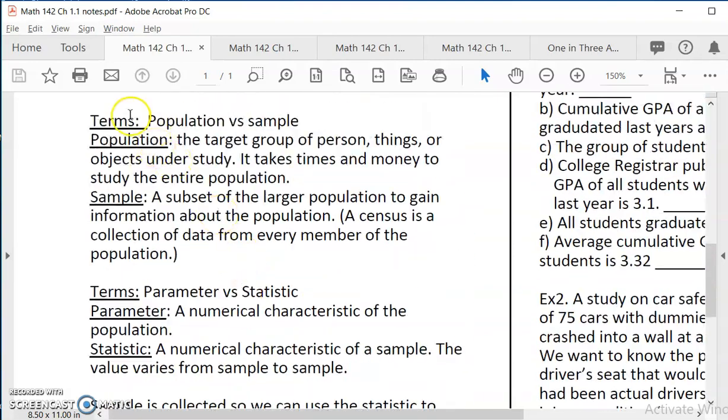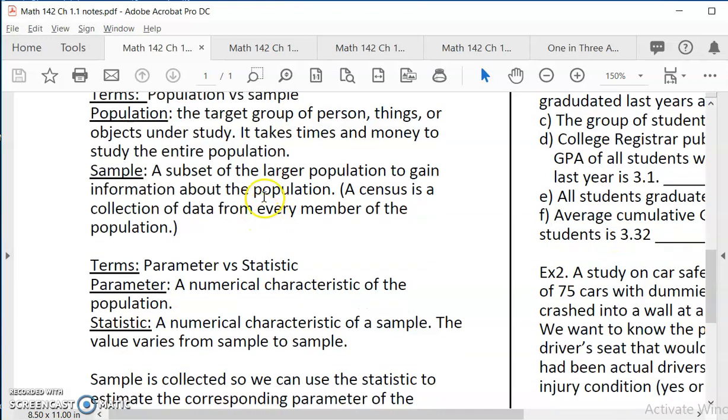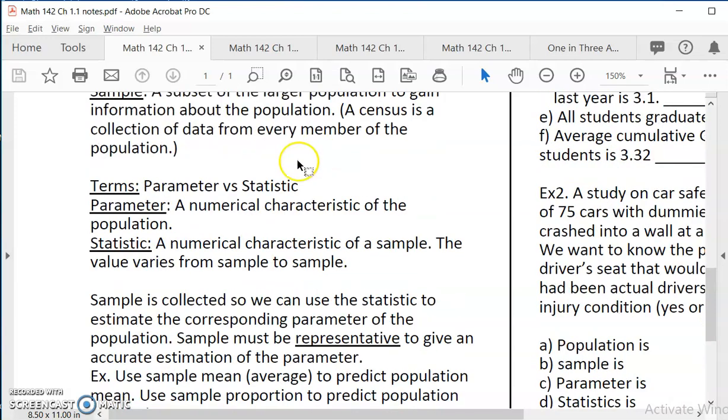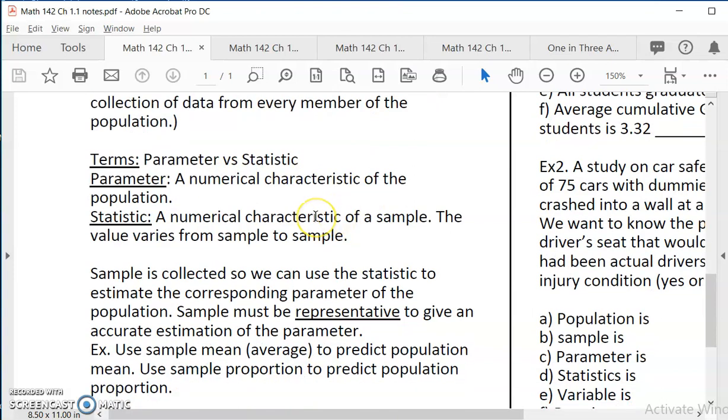Okay, so quickly, population is the target group that a researcher wants to study. Sample is the subcollection of the population because sometimes it's not possible to study the whole population, and also it is more time consuming to study the whole population. Sample has to be representative for you to use it, and a particular use of a sample is you calculate a numerical summary of a sample, and you will use it to predict the parameter of the population.